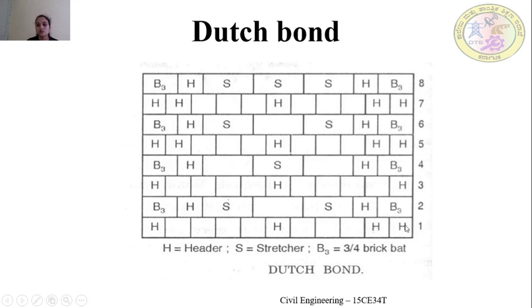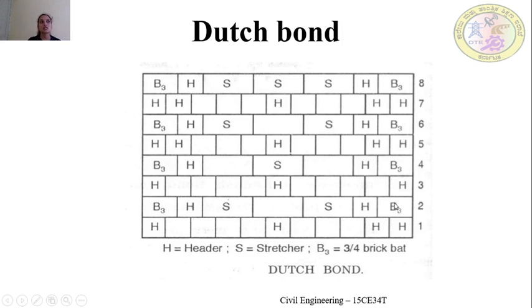So in the first course, I have placed the header course, and in the next course I have placed the stretcher course. But in the coin places, each alternate stretcher course will have 3/4 bats at the coin places, and next to the 3/4 bats, a header is placed, and again a stretcher is placed. Okay, the same process continues.